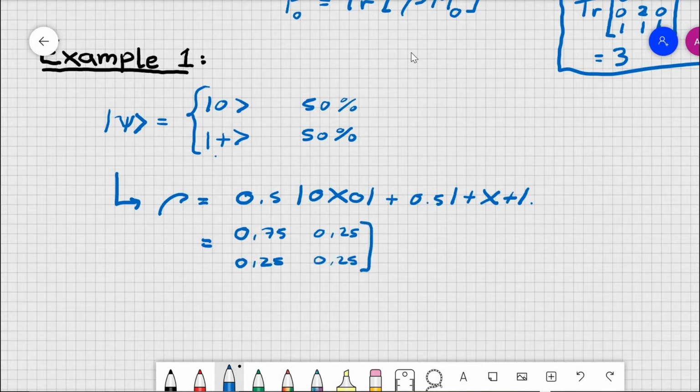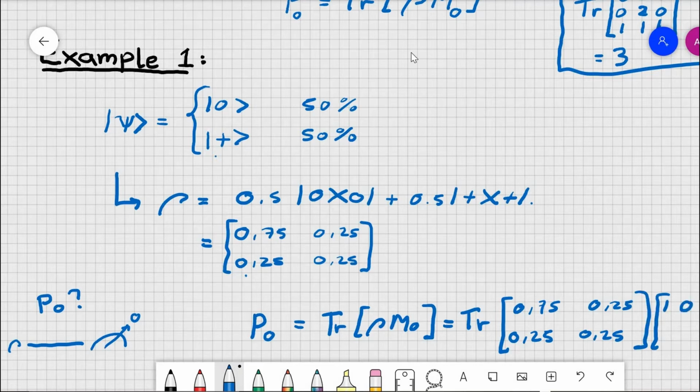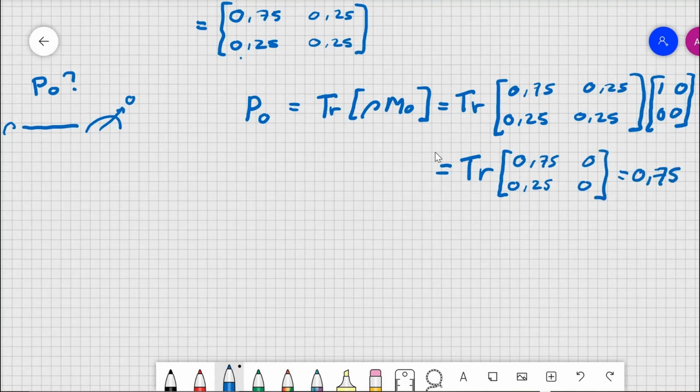So now we want to investigate what p0 is. In other words, if we measure rho in the z-basis, what the probability is to measure a 0. We use the trace formula. So p0 is the trace of rho times M0. We can fill in the density matrix here for rho, and the measurement operator is 1, 0, 0, 0. If we work out the matrix product, we are left with the trace of 0.75, 0, 0.25, 0, which equals 0.75.